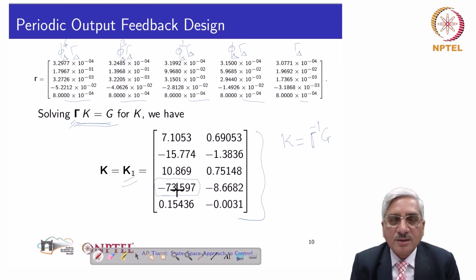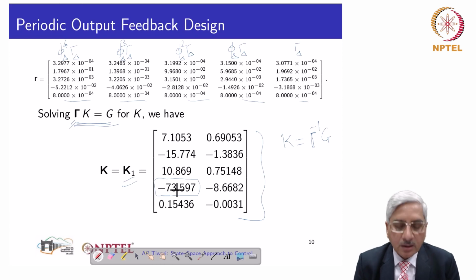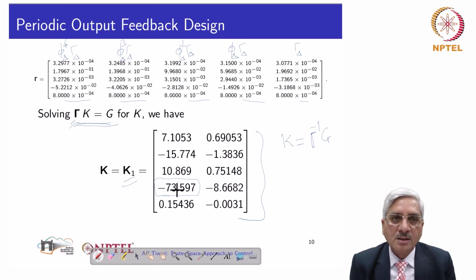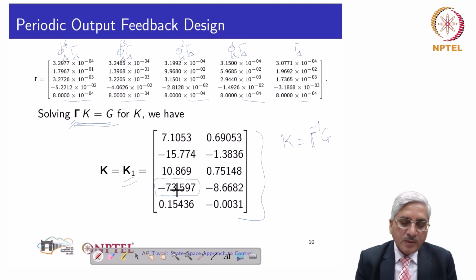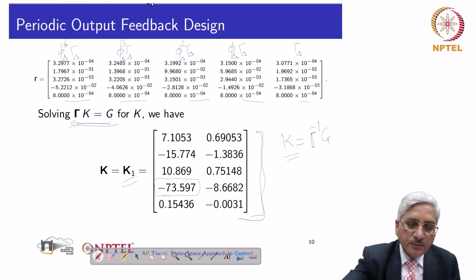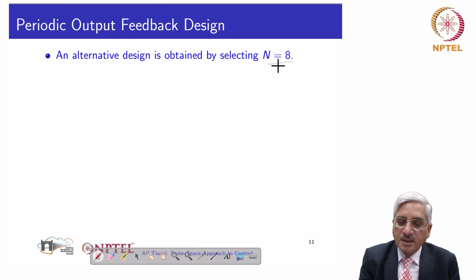So we look for some design in which the gains are small. Although it doesn't represent mathematically a concern, in practical implementation, large gains mean that even for a small error, they will generate a large control signal, and sometimes they will drive the control signal to saturation value. So anyway, for n equal to 5, we solve for k and we get this k. We also obtain one alternative design by selecting n equal to 8. So for n equal to 8, delta will be 1 second by 8, which is 0.125 second.